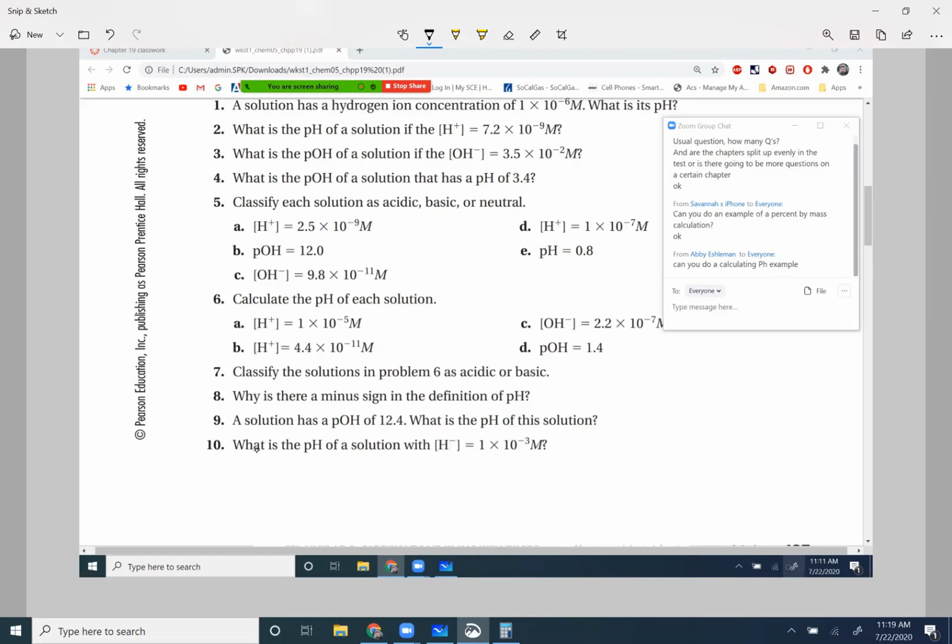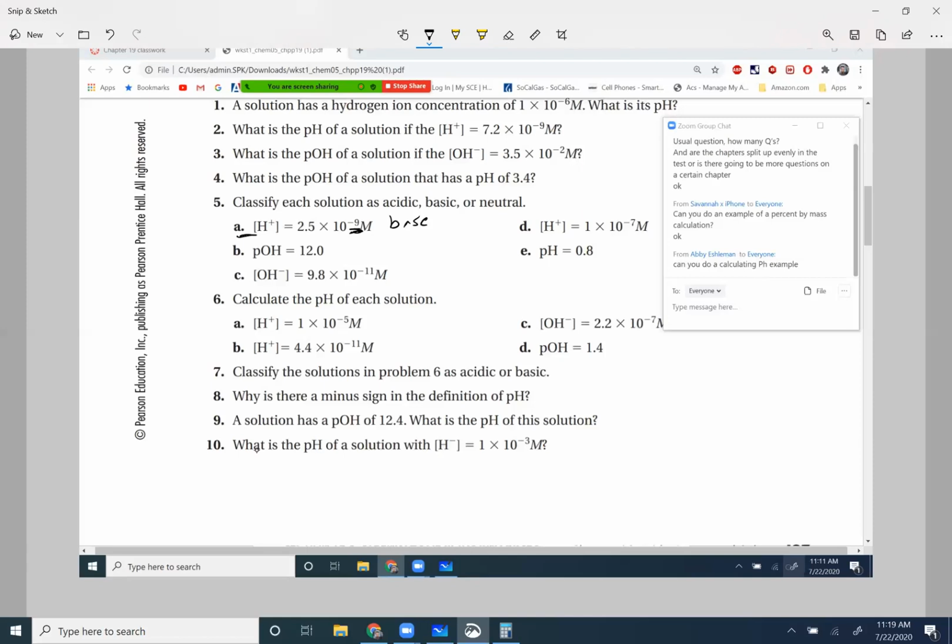So for instance, 5A, what is this? Acid, base, or neutral? Okay, so if this is hydrogen, and if we were to plug in the negative log of this, it's going to be somewhere around 8 or 9. So what's a pH of 8 or 9? Is that acid, base, or neutral? pHs of around 8 or 9 are going to be base.